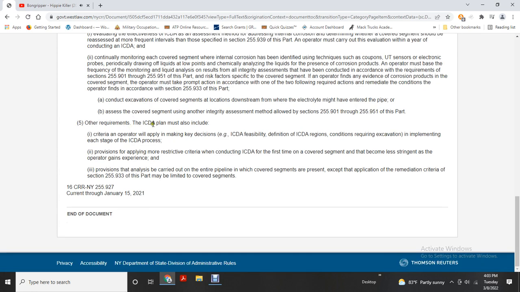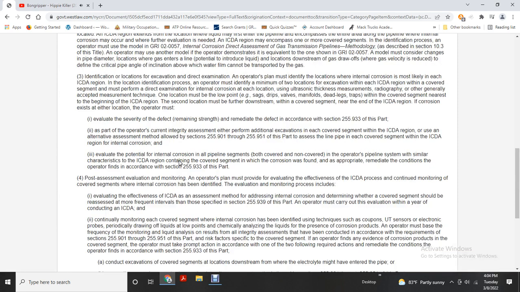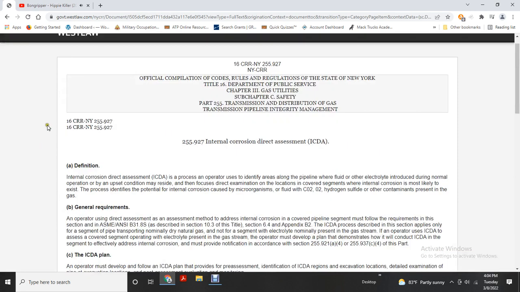Other requirements: the internal corrosion direct assessment plan must include the criteria the operator will apply to make key decisions in implementing each stage of the internal corrosion direct assessment process. The operator must apply more restrictive criteria when conducting internal corrosion direct assessment for the first time on a covered segment, and the criteria may become less stringent as the operator gains experience. The provisions of the analysis are carried out on the entire pipeline where a covered segment is present, except for the application of remedial criteria in section 192.933, which is limited to covered segments. That was internal corrosion direct assessment, section 192.927.